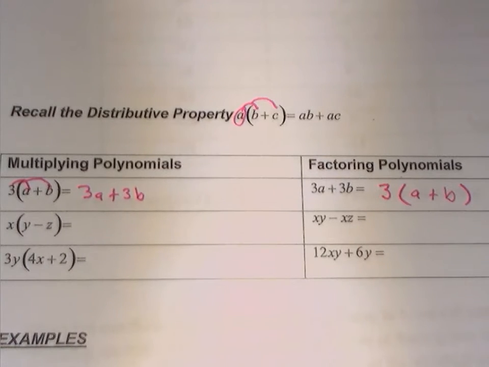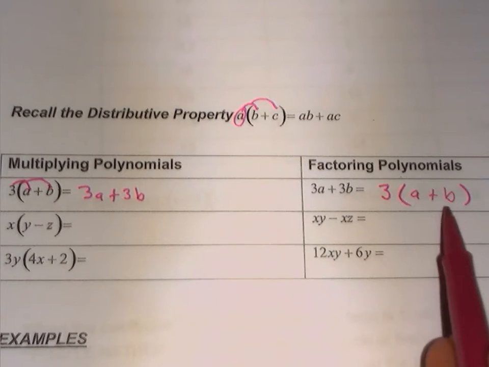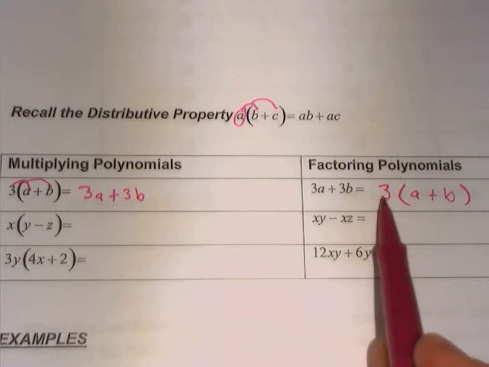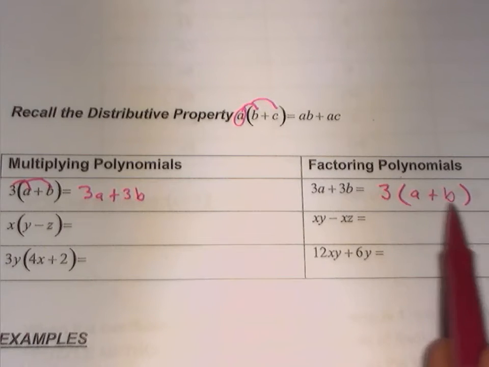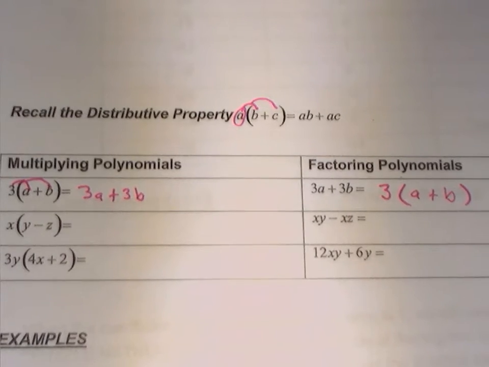Okay? Now, the nice thing is you can check your work with the distributive property. Number 1, look at what's inside and make sure there's nothing in common. And then distribute back in your mind: 3 times A is 3A, 3 times B is 3B, boom, done. So again, that's the distributive property backwards.